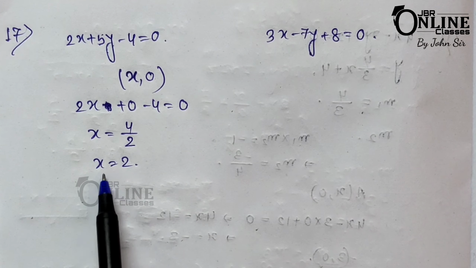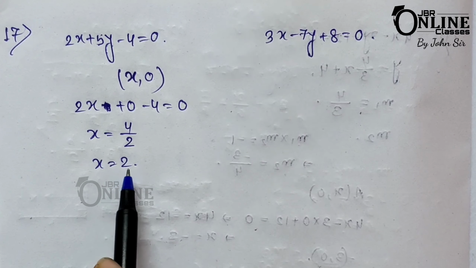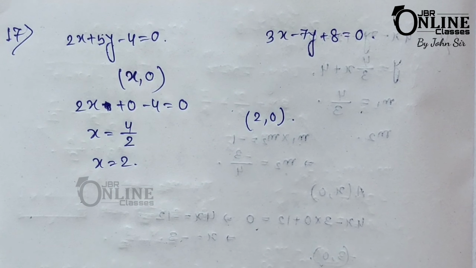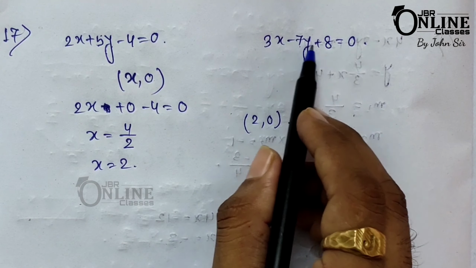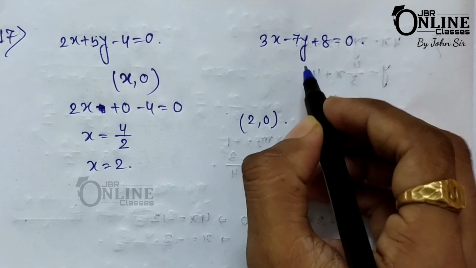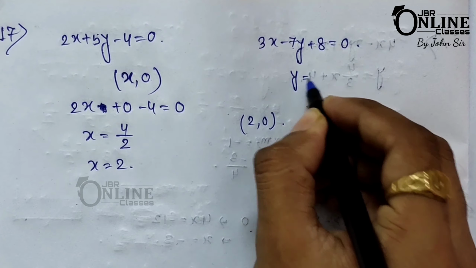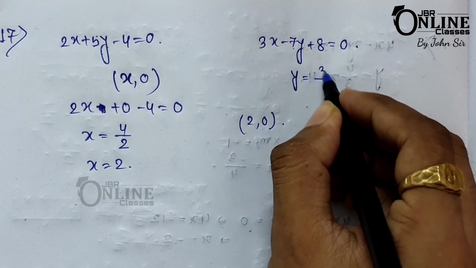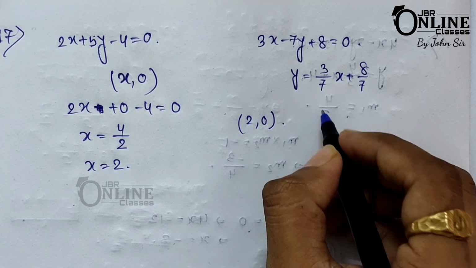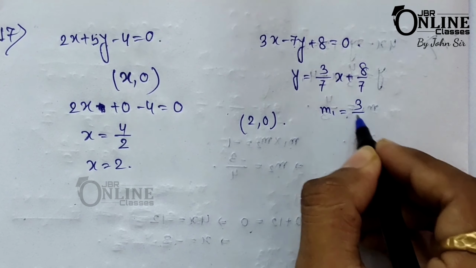So as x equals 2, the coordinates of the point of intersection will be (2, 0). Now the line 3x minus 7y plus 8 equals 0. From here you can find the value of y. So y equals 3/7 x plus 8/7. That means the slope m1 equals 3/7.